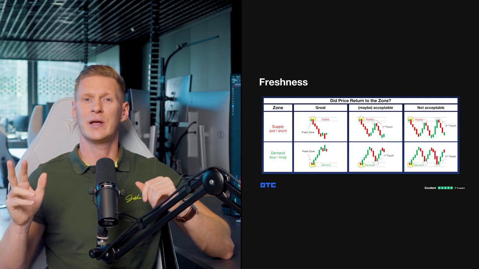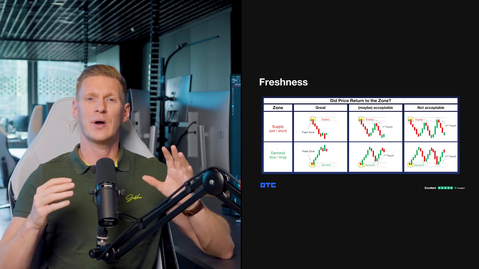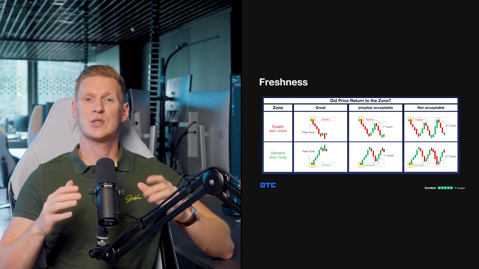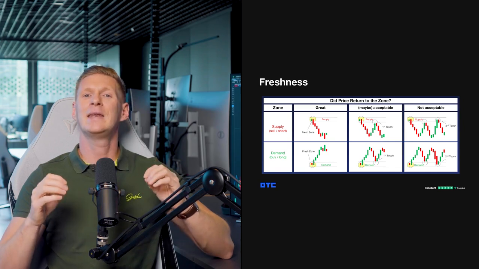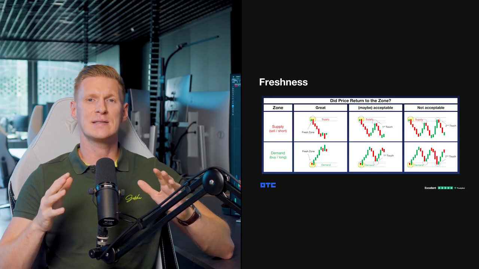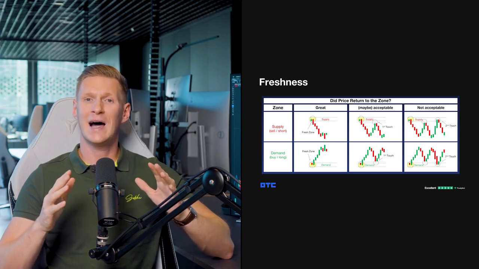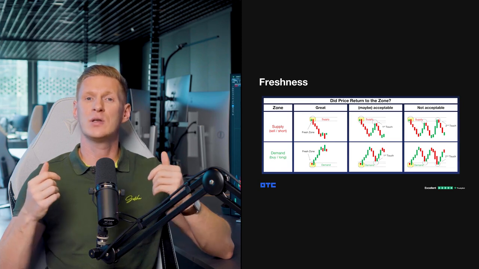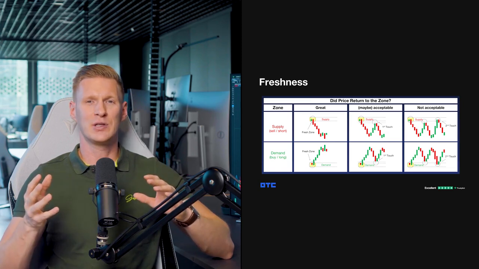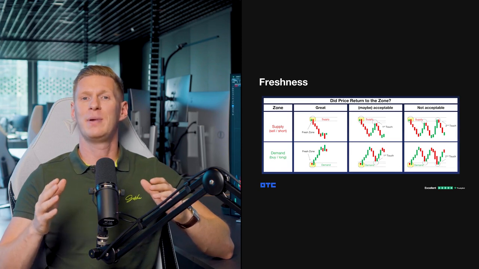The third category represents a zone where price has tested or touched the preferred version. This is unacceptable. Once price has entered and tested the preferred version of the zone, most unfilled orders will have been consumed, leaving very little opportunity for a high probability trade.